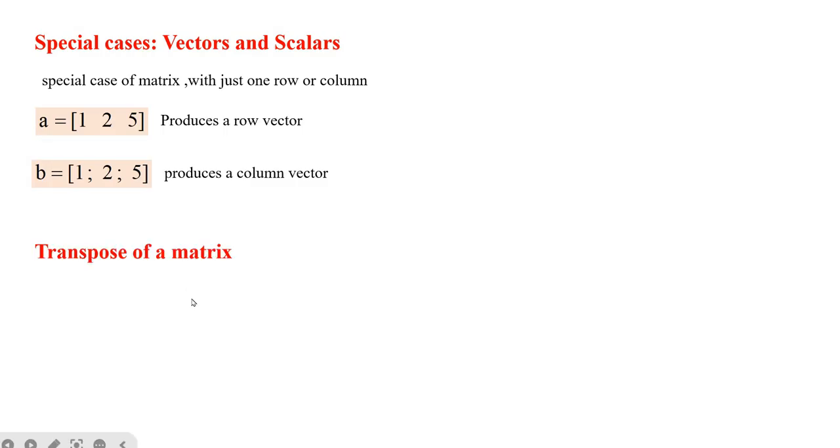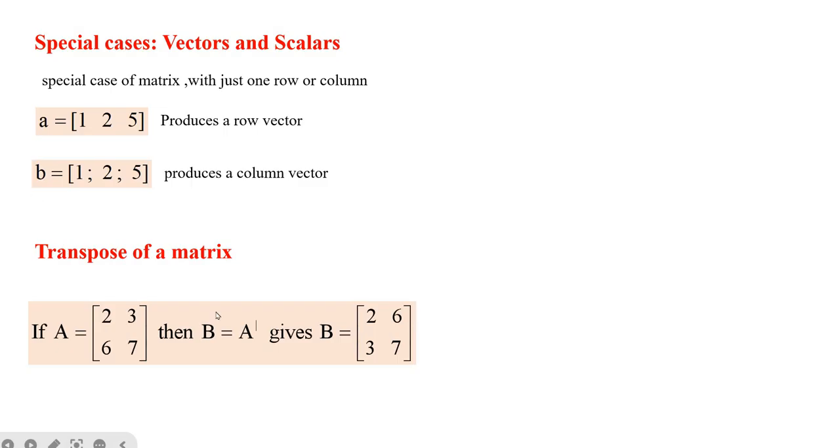Next, we want to find out the transpose of a matrix. The transpose of a matrix can be obtained by using this command. A is equal to 2, 3, 6, 7. This is the matrix and we want to find out the transpose of this. You can write it as B is equal to A followed by a single inverted comma, which will give the transpose. That is, the first row will become the first column and the second row will become the second column. This is how you get the transpose.